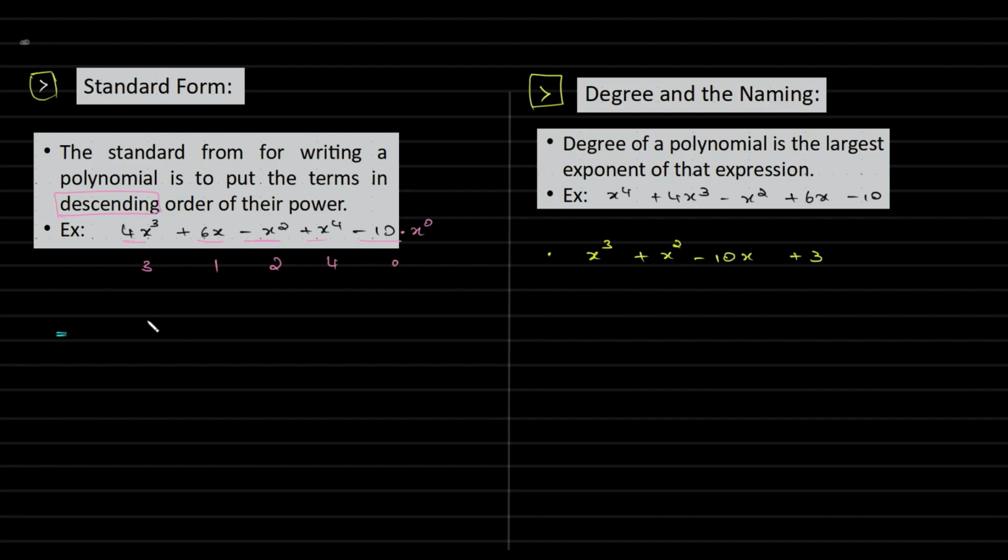Simple. Start with the highest power with its respective sign. So plus x to the power of 4. Next is plus 4x to the power of 3. Next is minus x square. Next is plus 6x. And the last is minus 10. So this is your standard way of representing a polynomial. Once you put this in the standard form, we get to talk about degree.